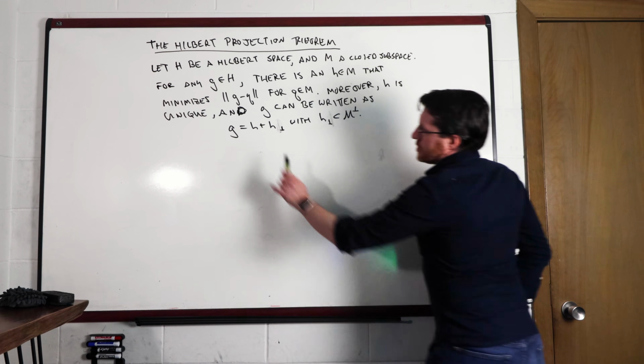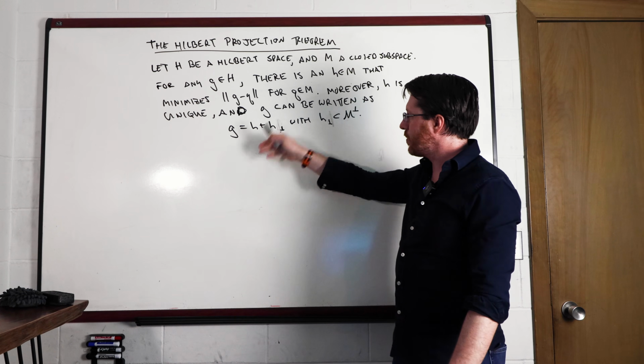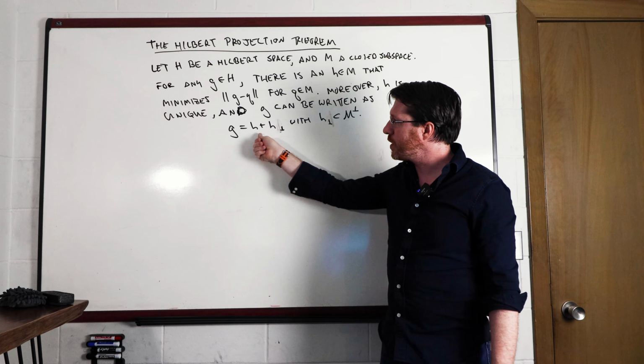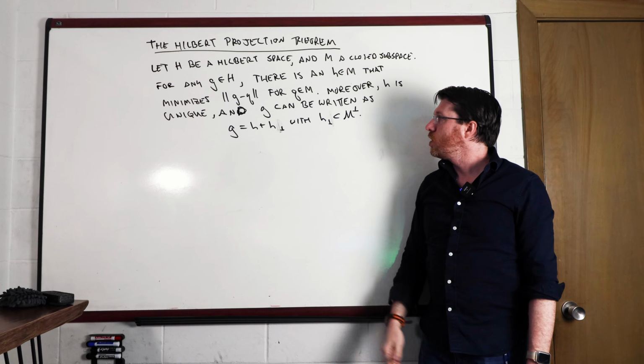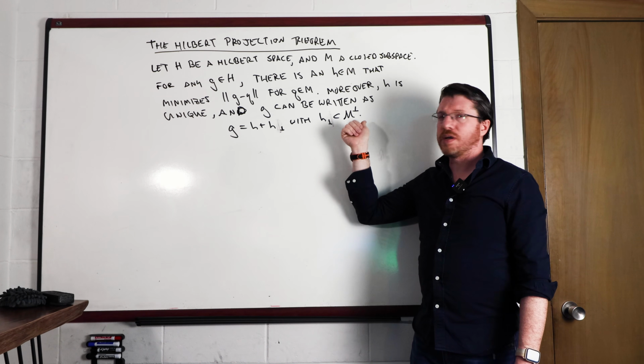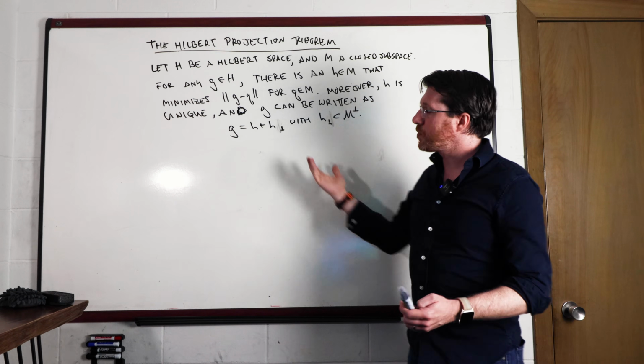Now, this h is unique, and that's going to be shown through the parallelogram law, and g can be written in terms of this decomposition, where h comes from M and h perp comes from the perp space of M, or the set of all vectors in H that are perpendicular to everything in M. This is the Hilbert projection theorem, and that's what we're going to be trying to prove.